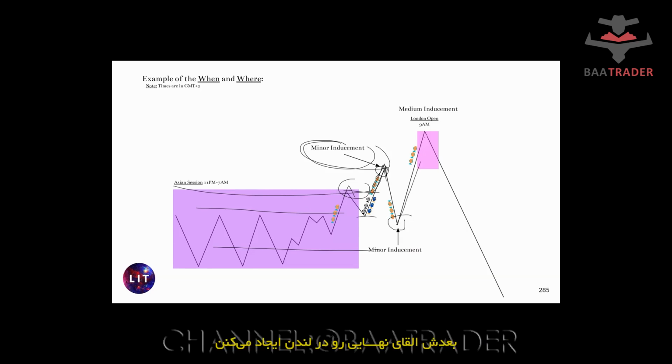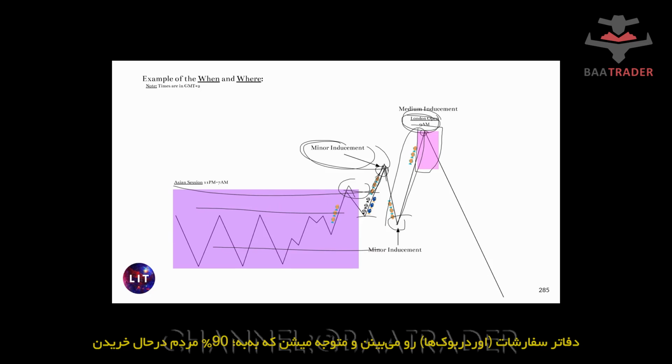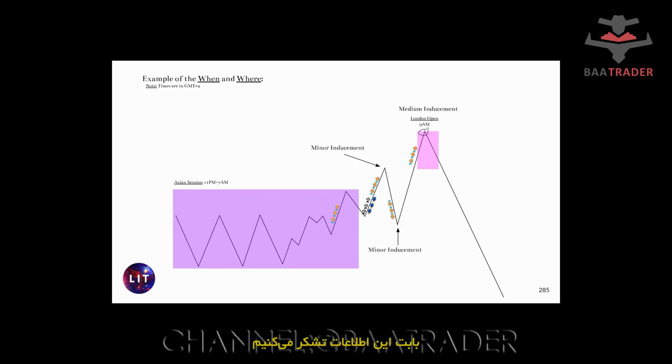Then making the final inducement in London. And there you can see this little beautiful box in here. That will be London Open, and that's when they're getting in. They're seeing the order books. They're seeing, oh, awesome, 90% of people are buying. What do we do? Thank you for that information. We reverse the market on them.